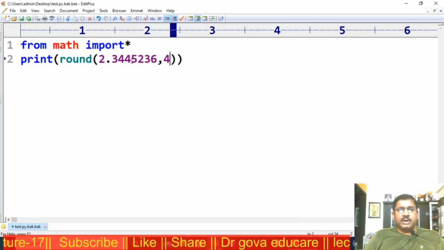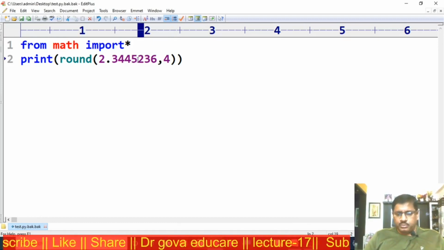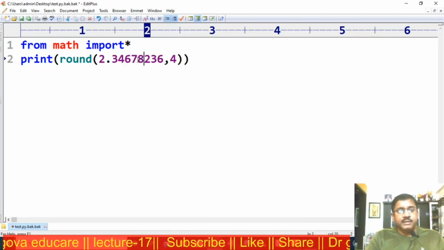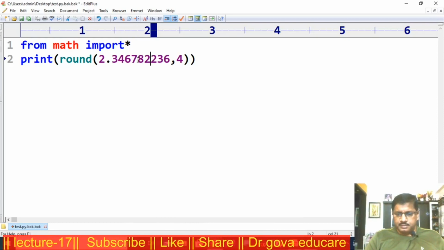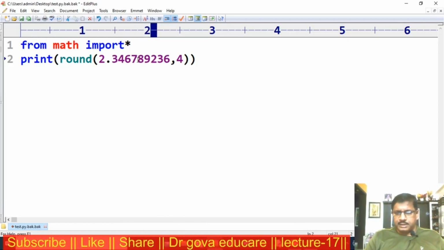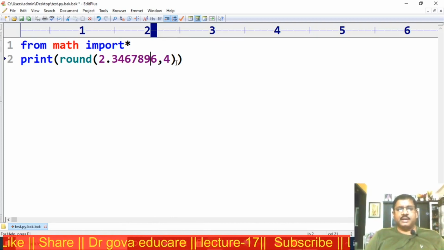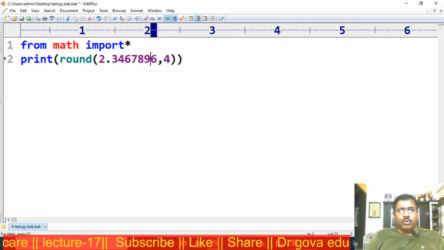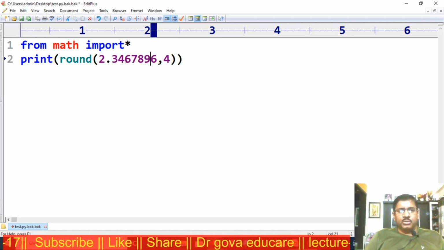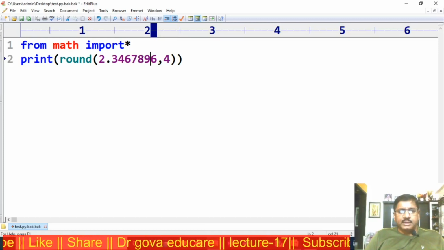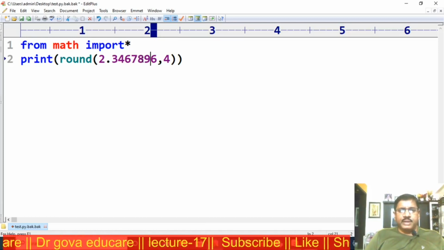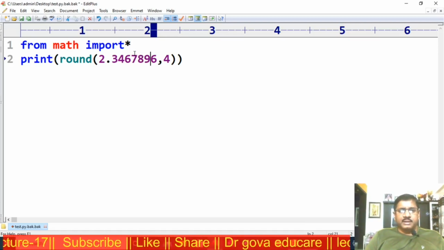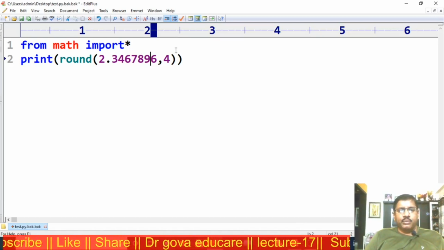Suppose I want to round 2.3467896, comma 4. I want to round this number up to 4 decimal places, that is 1, 2, 3, 4. Observe here, the 5th decimal digit is 8, that is more than 5. Now adding 1 to this number, the output is 2.3468.